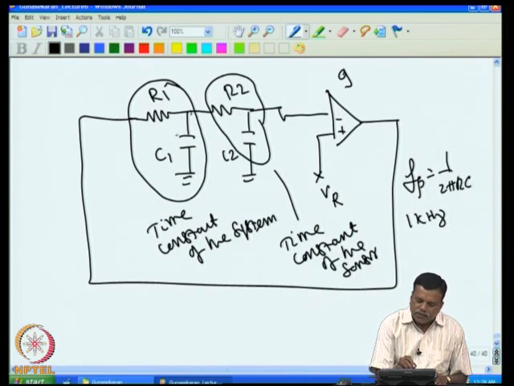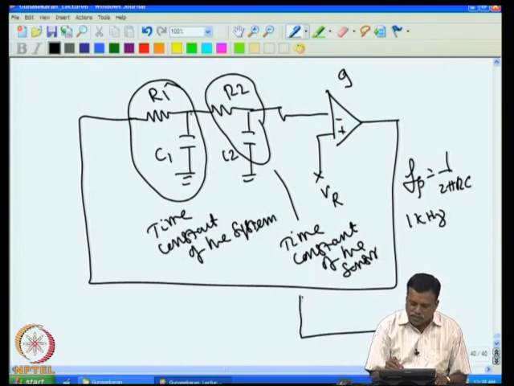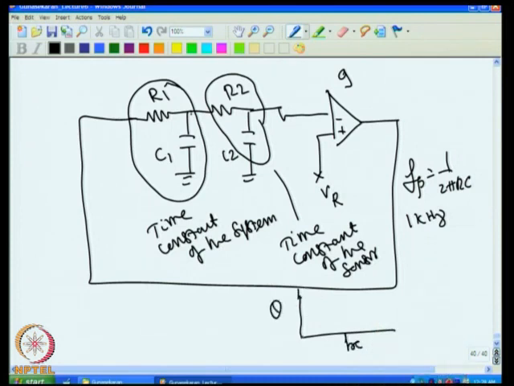Then at 10 times the pole frequency, at 10 kilohertz, the phase shift will become 90 degrees, because if we plot the phase shift theta versus frequency, it is almost 0 degrees at low frequency, and then at the pole frequency fp it becomes 45 degrees. Then at 10 times the pole frequency, 10 fp, it becomes 90 degrees. Afterwards it almost stays there, stabilizing.